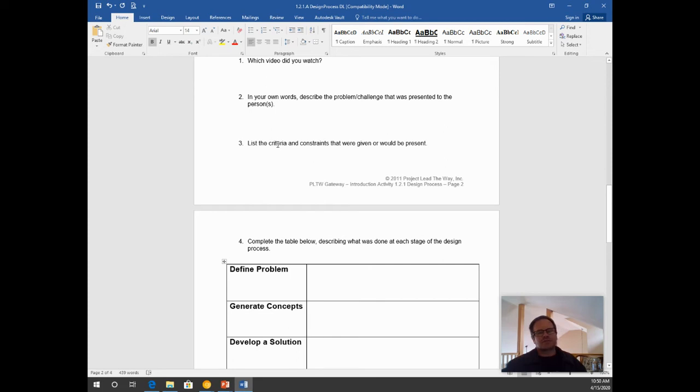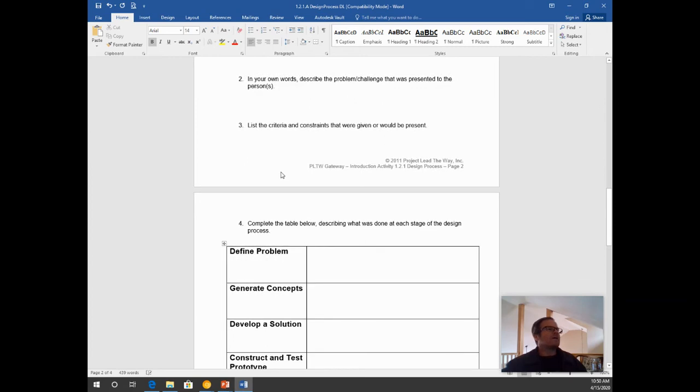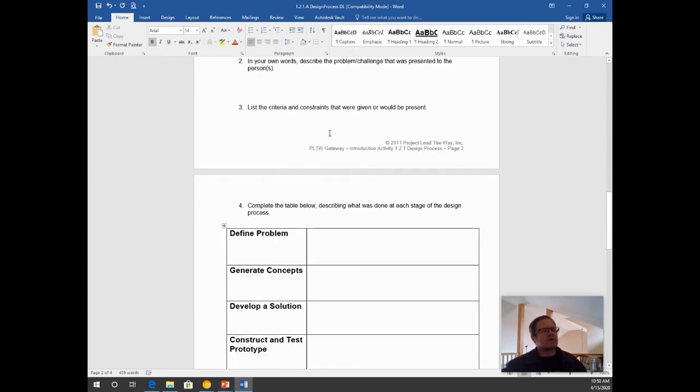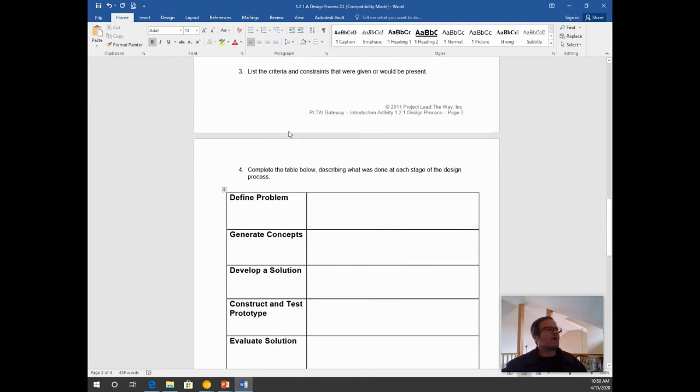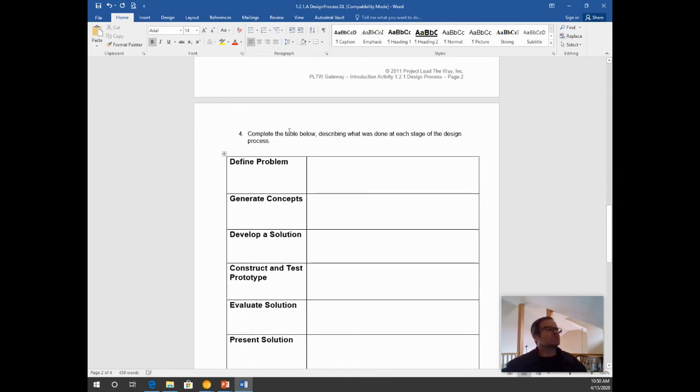Criteria are things like measurements. Your CO2 car was between 8 and 12 inches long. Your body of it had to be full width at the axles. Okay, that would be your criteria. So, what criteria and constraints was this person given for this solution?